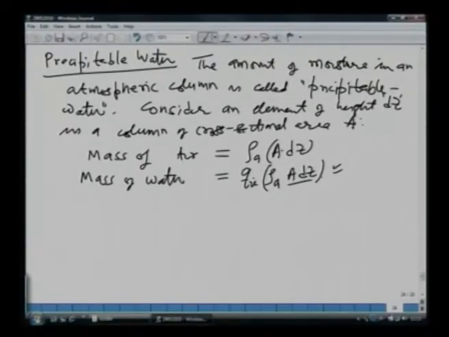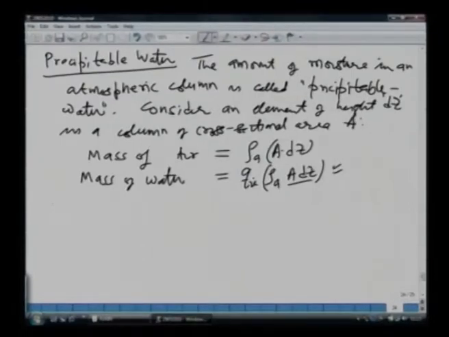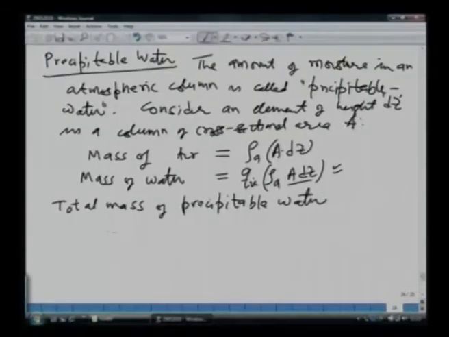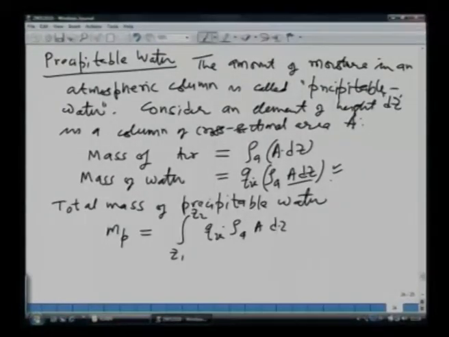So, if you want to find out what will be the total mass of water in a height between Z1 and Z2 of an atmospheric column, what do you do? Well, integrate. The total mass of precipitable water, if you denote that by m subscript p, will be the integral between the limits of Z1 and Z2 of the same thing, QV rho A dz.